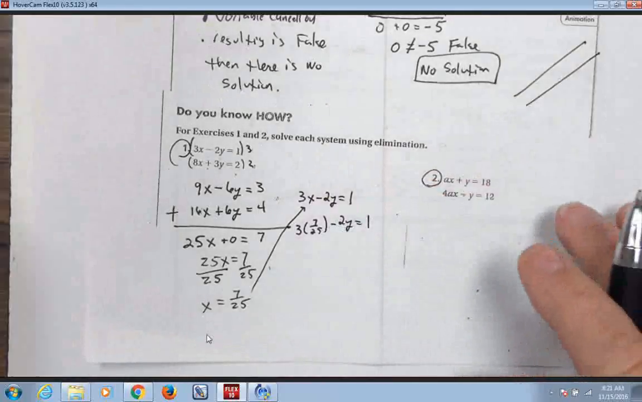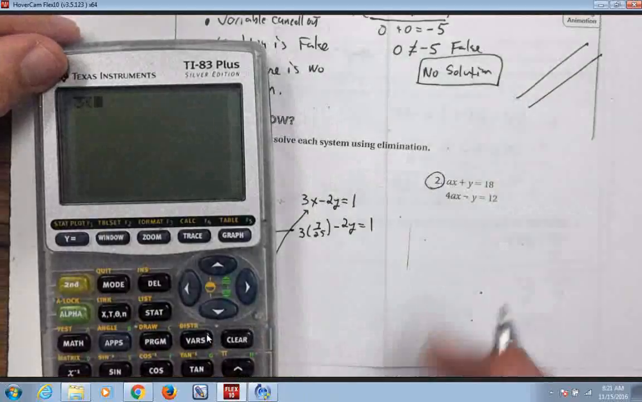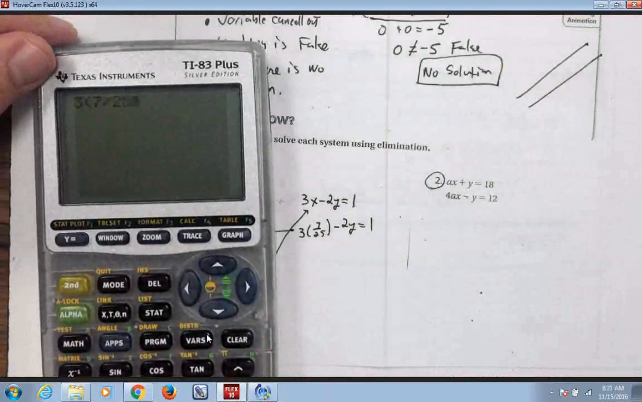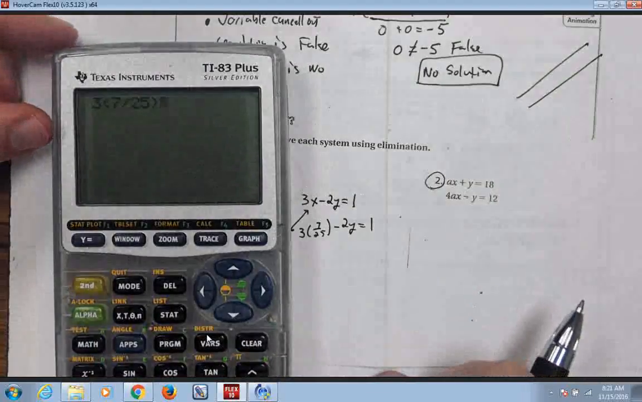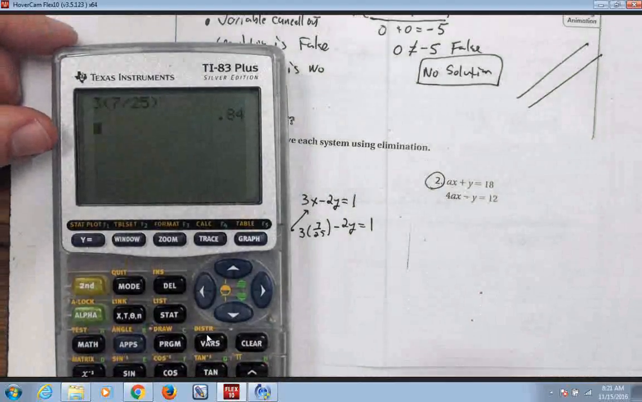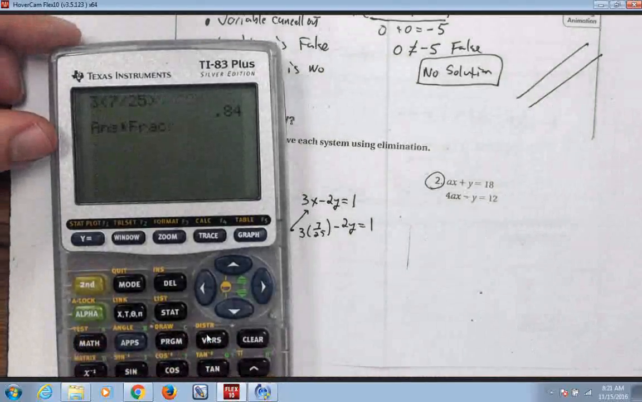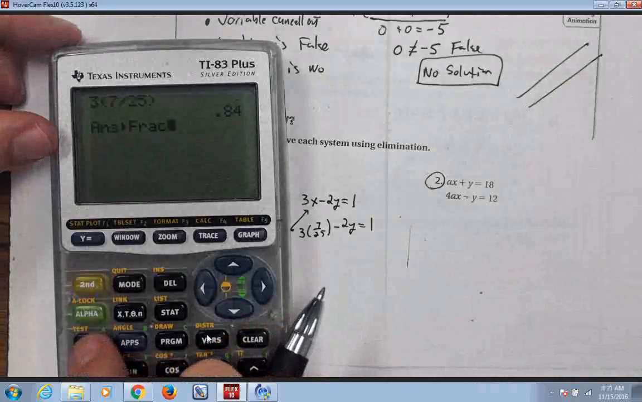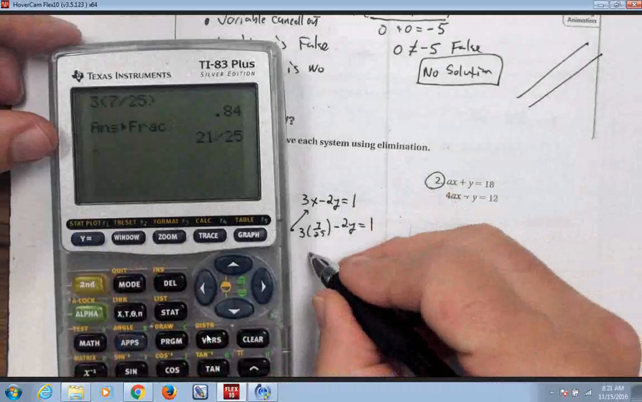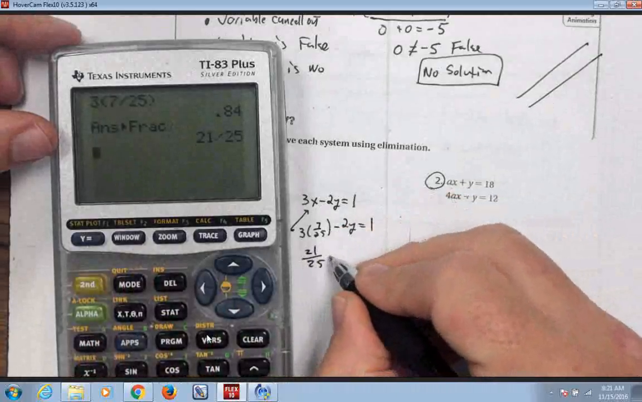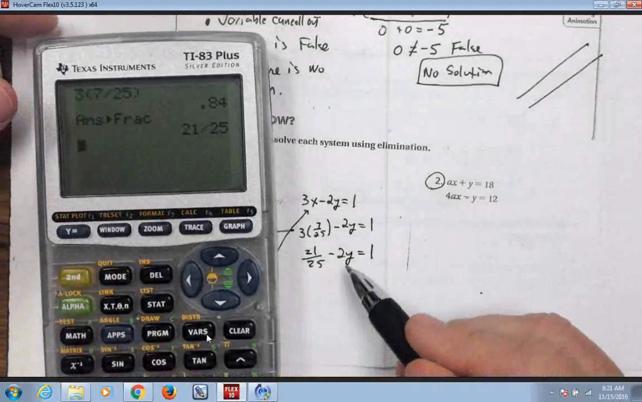So what's 3 times 7/25? Well, if you want to do it pencil and paper, that's fine. Or we've got technology, so just use your calculator. So it's 3 times, in parentheses, 7 divided by 25. Everybody understand how to put that in there? So I get 0.84. Let's change it to a fraction, since our other one's a fraction. So hit math, frac, which is math 1, and then enter. So it's 21/25 minus 2y is equal to 1. What do I do now to get the y by itself?